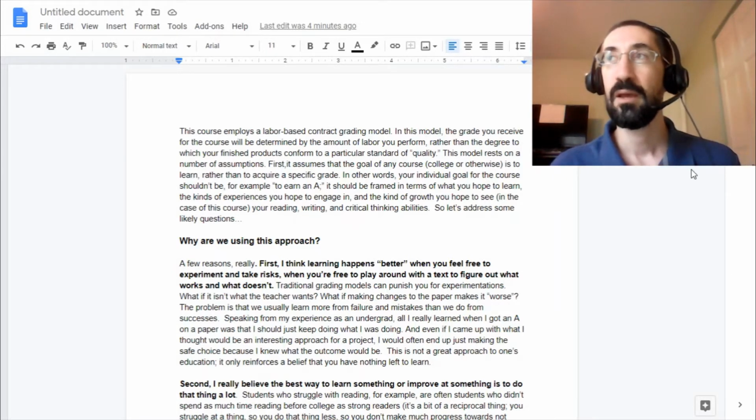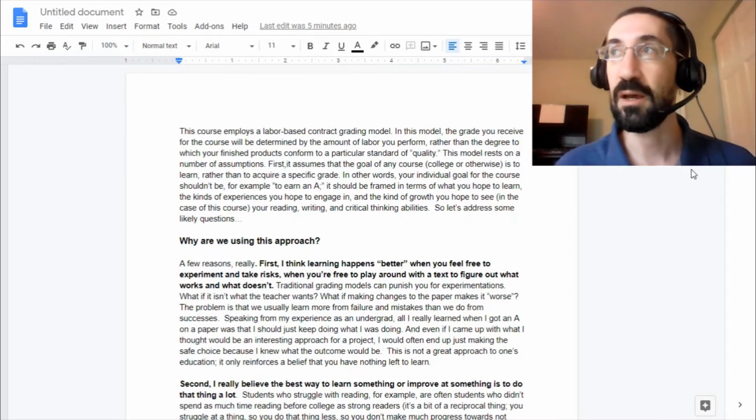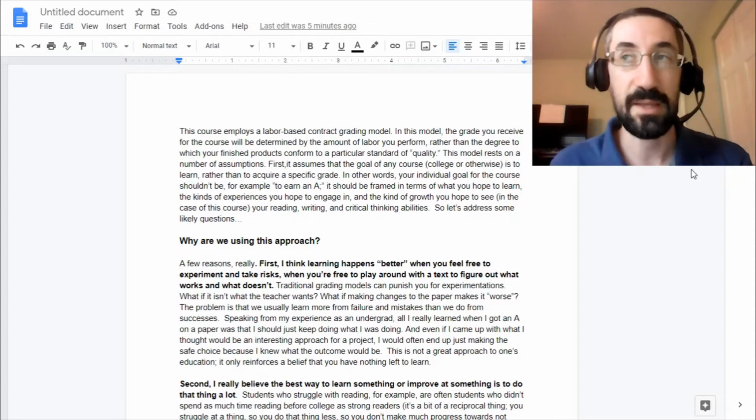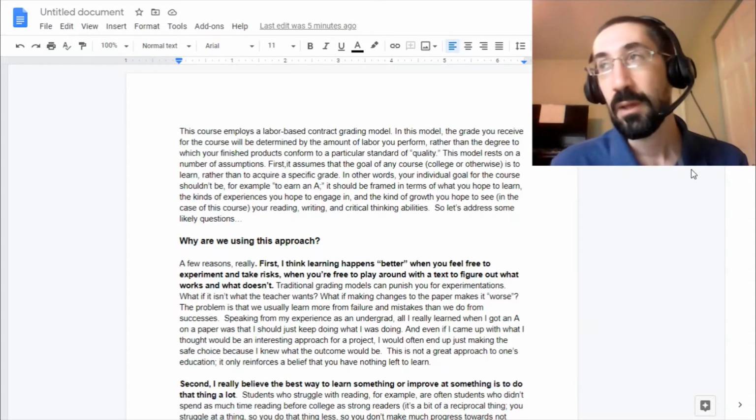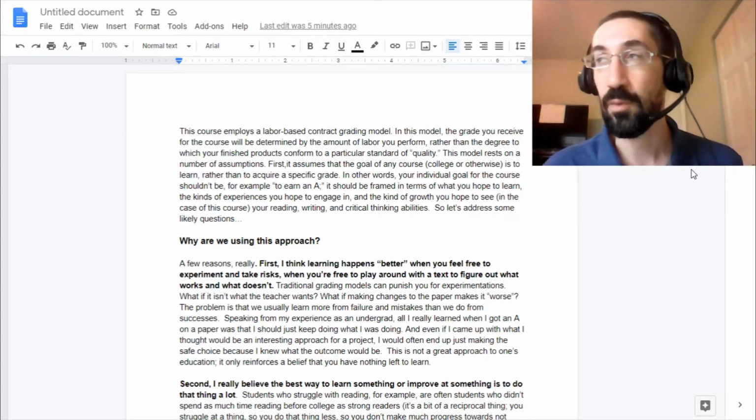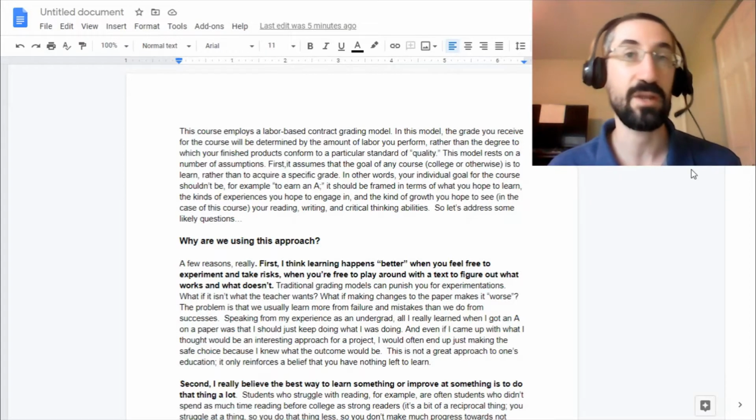And so a traditional grading model, particularly for a first year writing class, I think is a poor fit. Because one of the key reasons is that it emphasizes the grade over the learning.